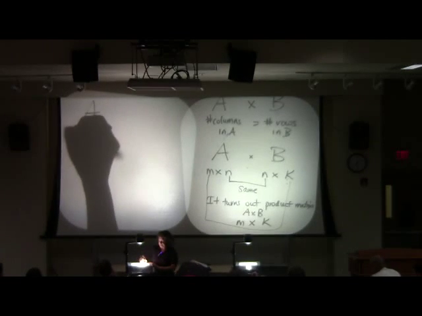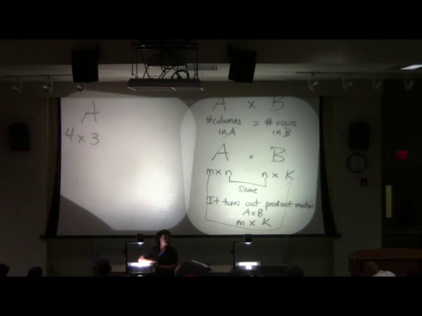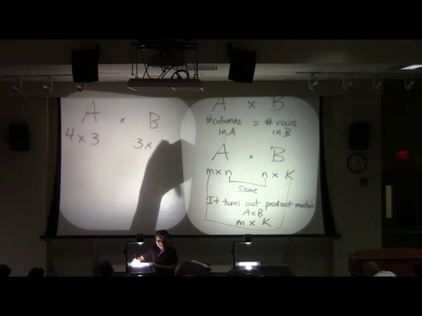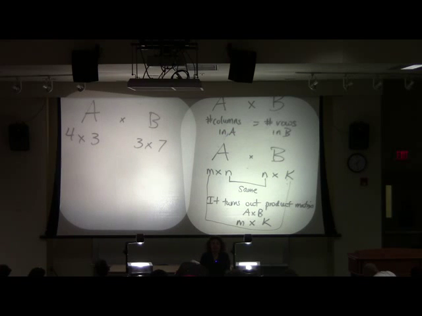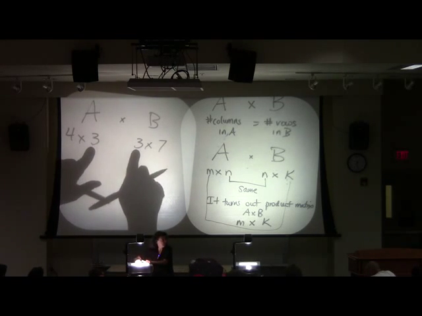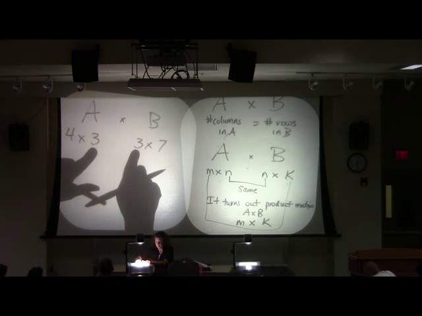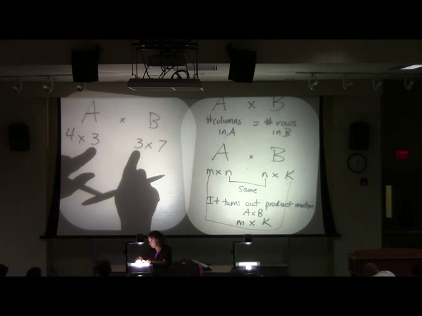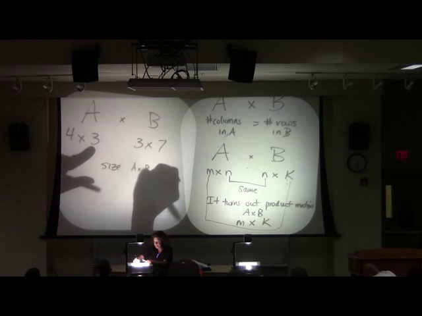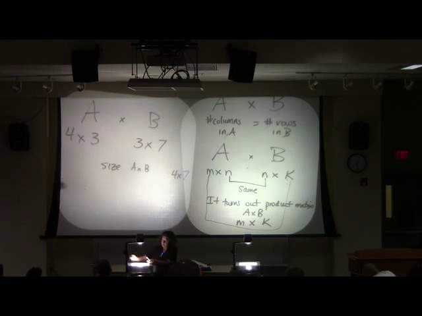Suppose A is a 4 by 3 matrix, and B is a 3 by 7 matrix. I claim I can multiply these 2 matrices. You know why? Because my inner numbers are the same. The number of columns in A is the number of rows in B. And if you want to know the size of matrix A times B, it's going to be a 4 by 7.